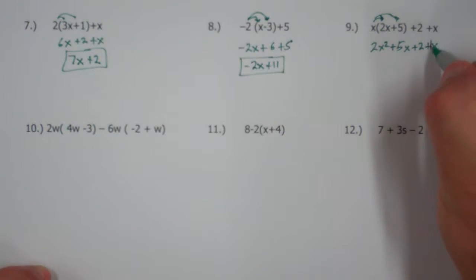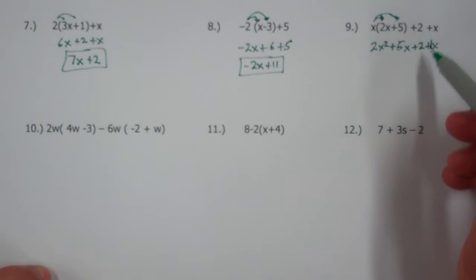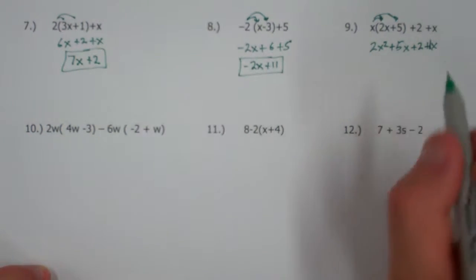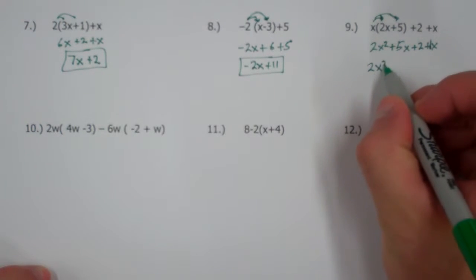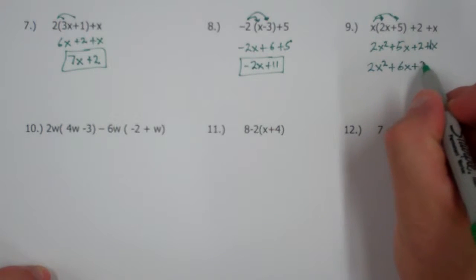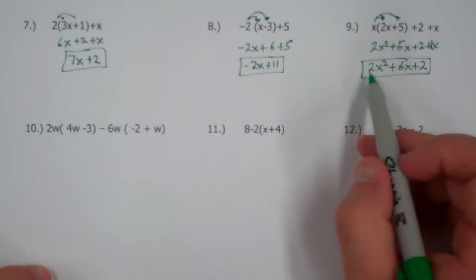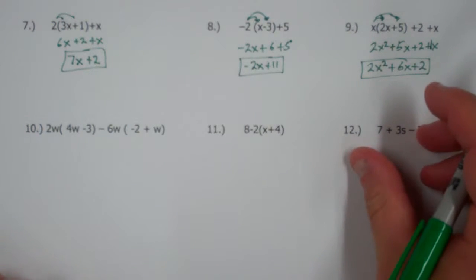If it helps you, you can put a 1 here by the x to help remind you that just an x is also 1x. We'll add those together then. We'll keep the 2x squared on the left-hand side, 5x and 1x, that's 6x. And then we'll add 2 on the end. None of these terms are like each other, so we're finished.